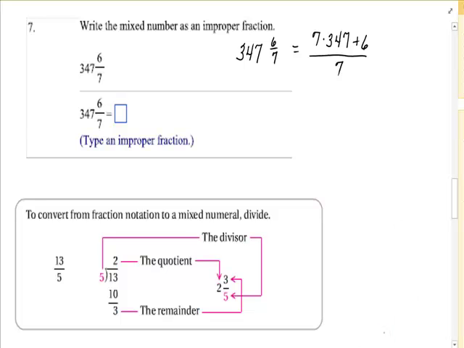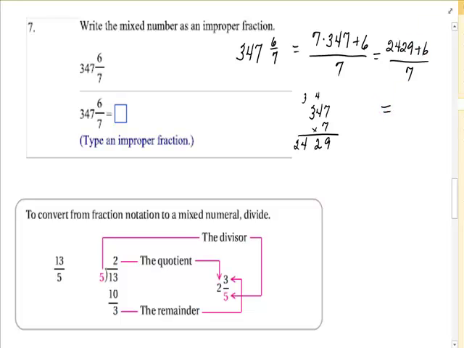Now I'm going to have to find a spot to do this multiplication. So I have 347 times 7. 7 times 7 is 49, carry the 4. 7 times 4 is 28, plus 4 is 32. 7 times 3 is 21, and 3 more is 24. So I have 2, 4, 2, 9 plus 6 over 7.